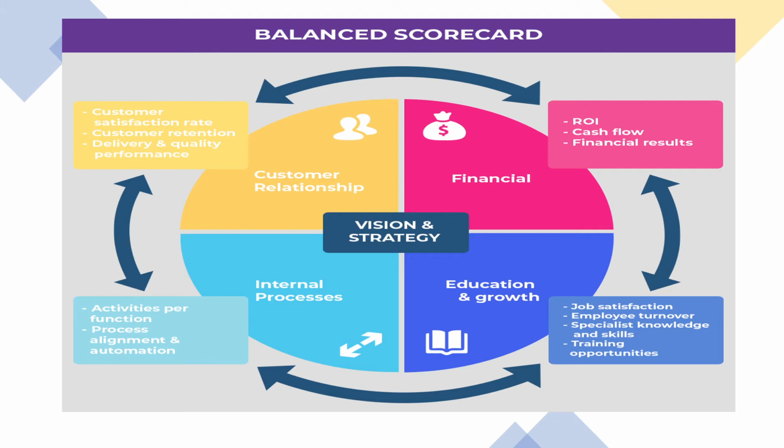The customer relation involves the customer satisfaction rate, customer retention, delivery, and quality performance. Then internal process covers activities per function, process alignment and automation. Then you have education and growth that includes job satisfaction, employee turnover, specialist knowledge and skills, and training opportunities. And the fourth one is finances, like ROI, rate of return, cash flow, and financial results. All four of them are related to each other.